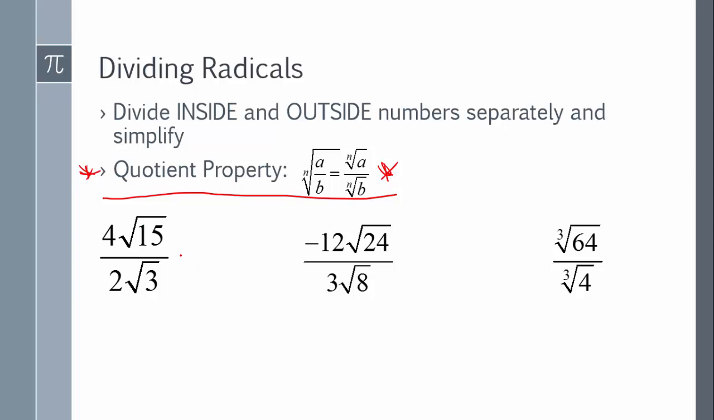All right, so 4 root 15 over 2 root 3. We divide the outside numbers and we get 2. 15 divided by 3 is 5. 2 root 5. 5's a prime number. Can't break it down anymore. Done.